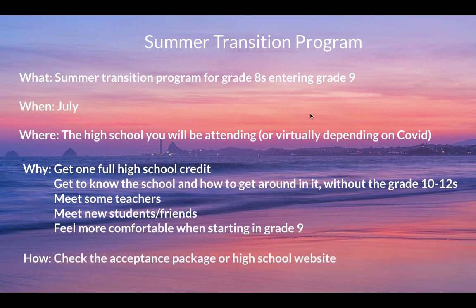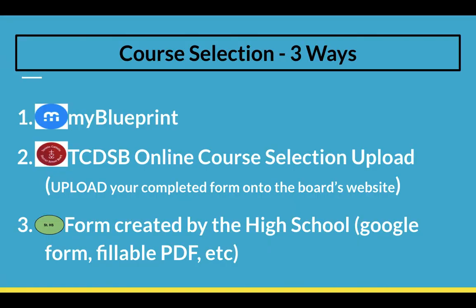And how do you register for it? There will be a registration form in your acceptance package. If you don't see anything there, check the board's website or call the high school guidance. And there is, I believe, a $20 fee to register for that. But, you know, don't forget, you're getting 1 full credit to go to school for a month.